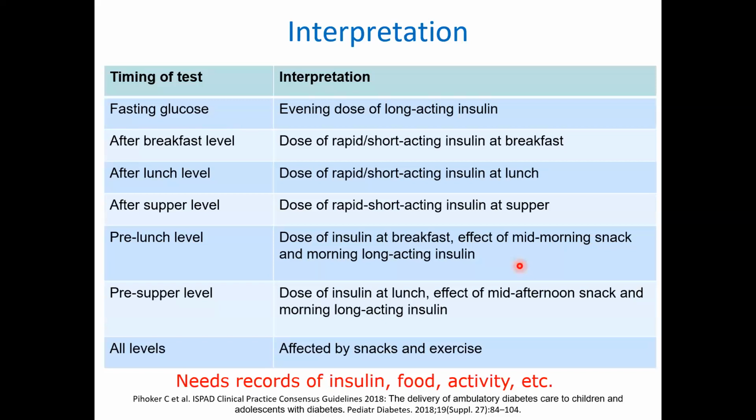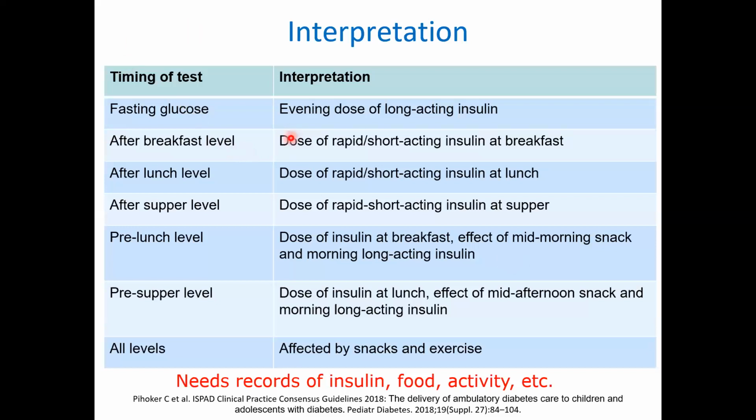Now, the pre-lunch level gives us information about, one, the dose of insulin that was given at breakfast, that is the short or rapid-acting insulin, or the effect of the mid-morning snack, or the effect of the morning long-acting insulin. And then the pre-supper level tells us about the dose of insulin that was given at lunchtime, that is the short or rapid-acting insulin, the effect of the mid-afternoon snack, and the morning long-acting insulin. And of course, all the levels are affected by snacks and exercise.